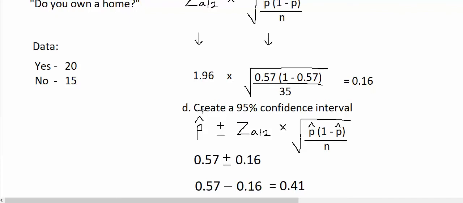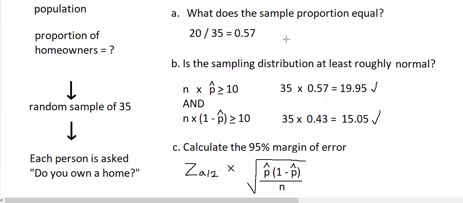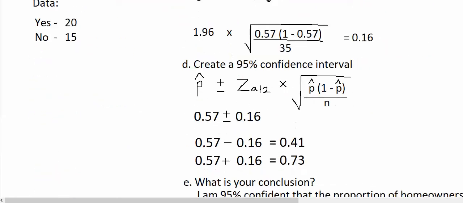Next, we create a 95% confidence interval by taking our sample statistic, which in this case is the sample proportion, and adding and subtracting our margin of error. So our sample proportion was 0.57 in part A. We're going to take the 0.57 and add and subtract 0.16, the margin of error. When we subtract, we get 0.41. When we add, we get 0.73. These are the two endpoints of our confidence interval.